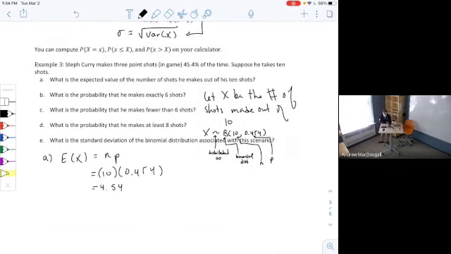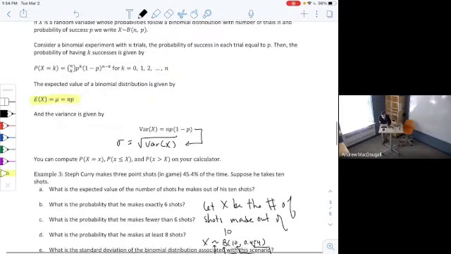Okay. Part B, now this is where it gets good. What is the probability that he makes exactly 6 shots? And we have a formula for this. This formula, I'm going to highlight it in purple. That's a formula that tells you the probability of having a certain number of successes, right? Where K is the number of successes.